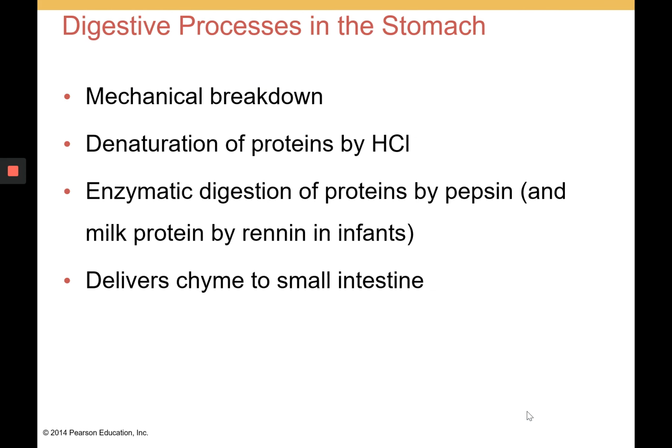And then next time we're going to talk about the digestive processes that occur in the stomach, beginning with mechanical breakdown and going all the way through that until the stomach would empty its contents, called chyme, into the small intestine.